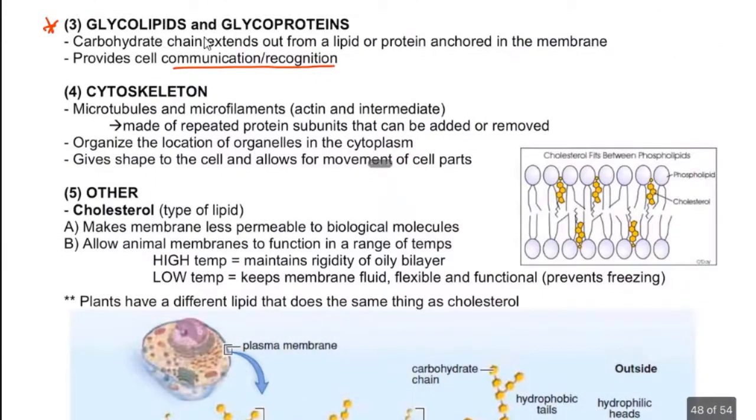Then we get the glycolipids and the glycoproteins. Again, sugar added to a fat, sugar added to a protein that's buried in the membrane.